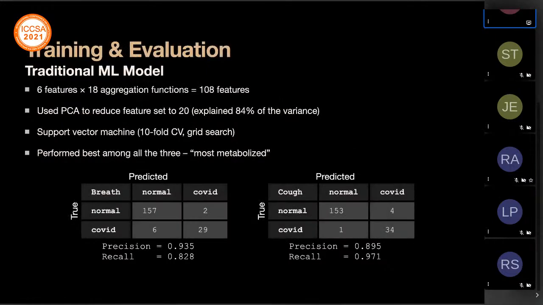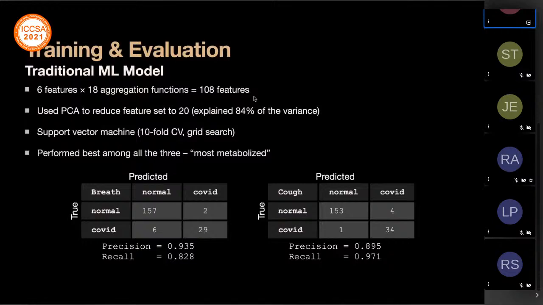Now, coming to the results and the training of the ML model. We use 6 features along with 18 aggregation functions. In total, we got 6 into 18, so 108 features, which is a lot. So you have a very wide data set for a small number of samples.